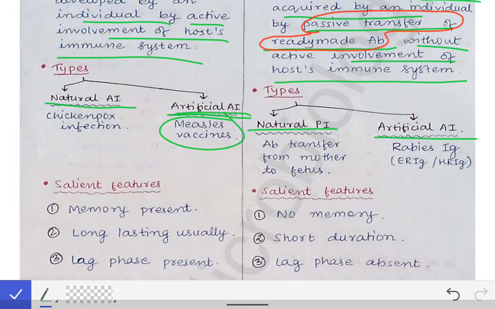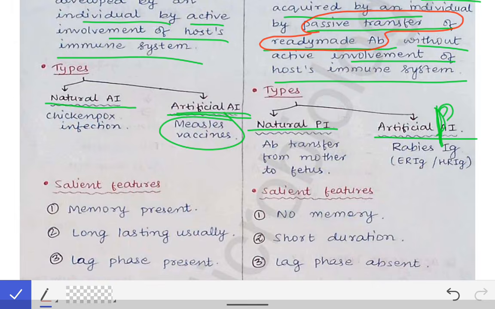The natural passive immunity is nothing but the transfer of immunoglobulins, in the form of the mother's milk. Suppose in the mother's milk there is transfer of IgA antibody from mother to the fetus, or the transfer of the IgG antibody through the placenta from mother to fetus. So these two are the examples of the natural passive immunity. Well, what about the artificial passive immunity? Please make it P. This is not A, this is P. Okay, so this is P.